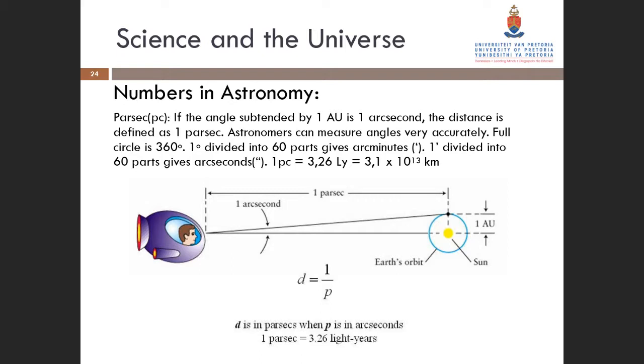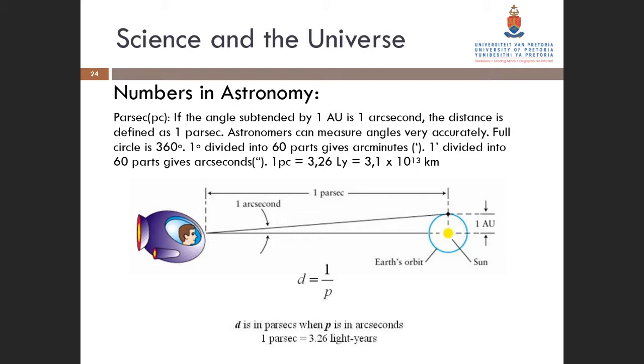So we have a definition, d equals 1 over p. So d is the distance in parsecs when p is in arc seconds. So doing the math, 1 parsec equals 3.2 light years. Does this make sense? So this is just basic trigonometry.